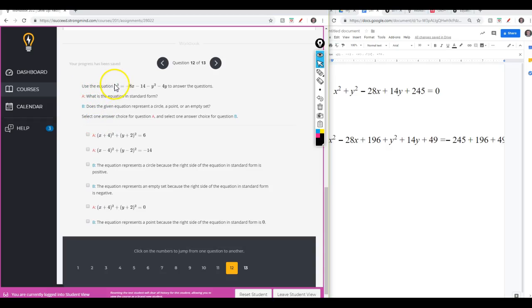Alright, use the equation x squared equal to negative 8x minus 14 minus y squared minus 4y to answer the questions. What is the equation in standard form? Does the given equation represent a circle, a point, or an empty set? Select one answer choice for the question A and select one answer choice for the question B.